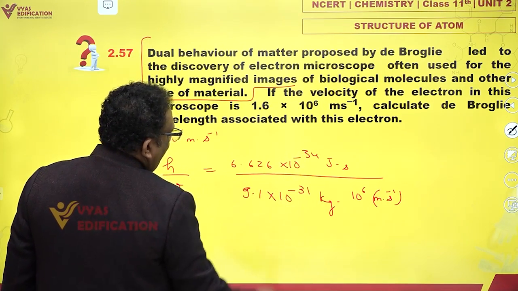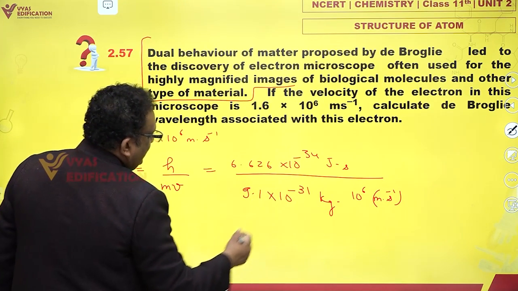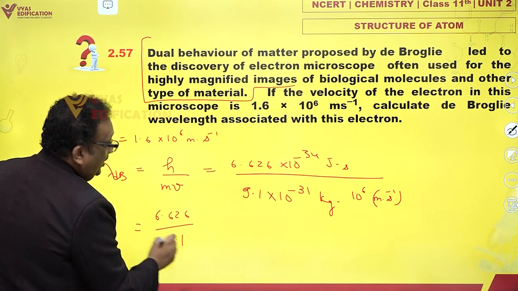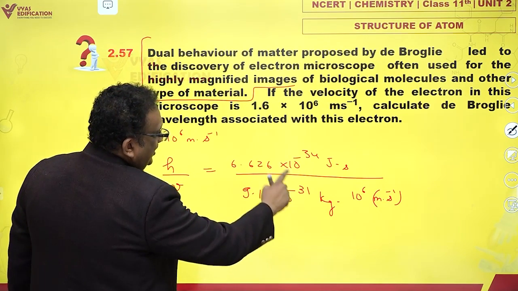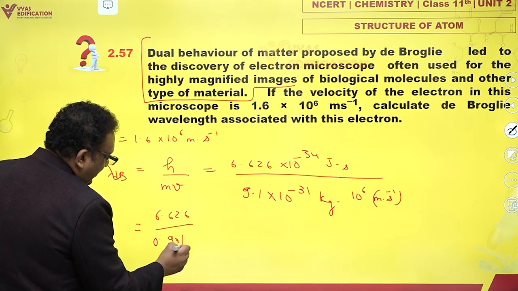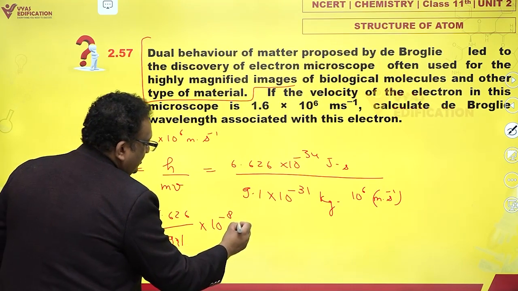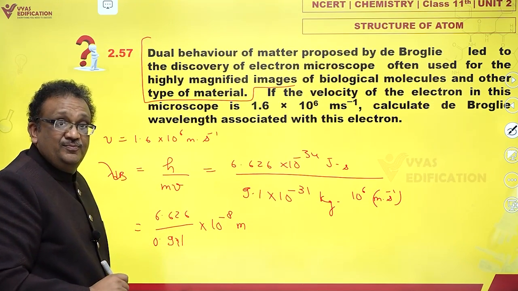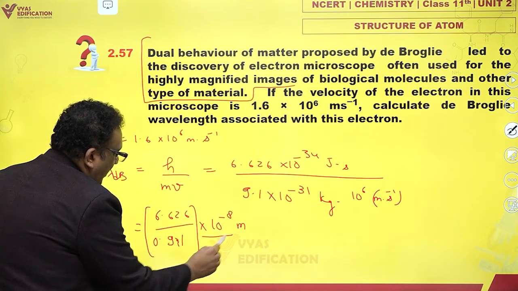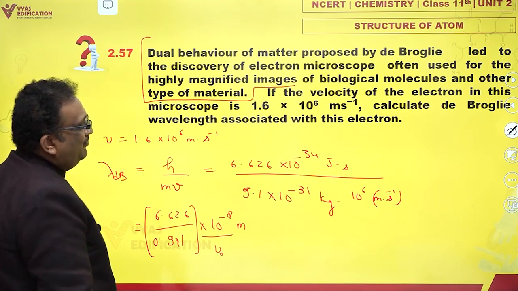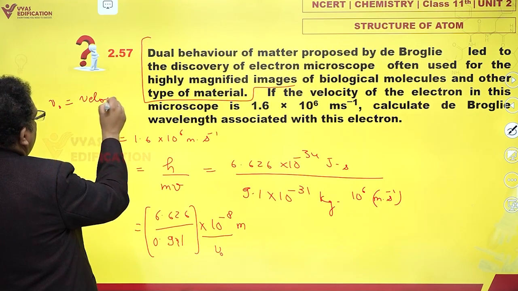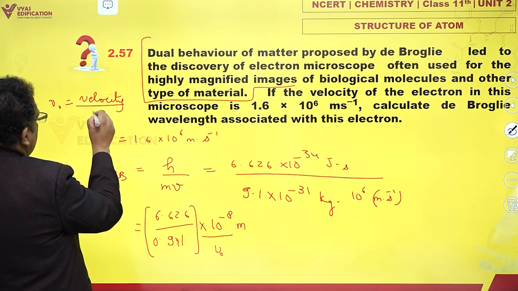First of all, 31, 34, that's 10 minus 3, 10 minus 6, that makes it 6.626 by 9.1, and this into 10 raised to minus 9. Yeah, 0.91 if I take this into 10 raised to minus 8 meters. This is a number which I tend to get by some number V0. What is V0? V0 is velocity upon 10 raised to 6.